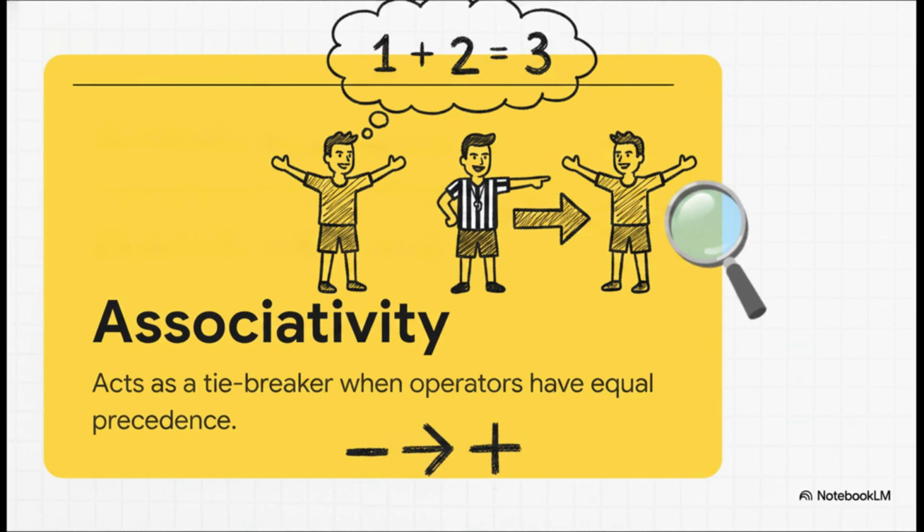Say your equation is 10 minus 20 plus 2. Addition and subtraction sit on the exact same level of precedence. That is where associativity steps in. It acts just like a referee in a tied sports match, stepping in and saying, okay, priorities are completely equal here, so we evaluate from left to right. Because of that rule, the compiler solves the 10 minus 20 first, and then it adds the 2. Now, note that a few specific operators, like prefix increments, actually evaluate right to left. But don't worry, the referee always knows the rule.